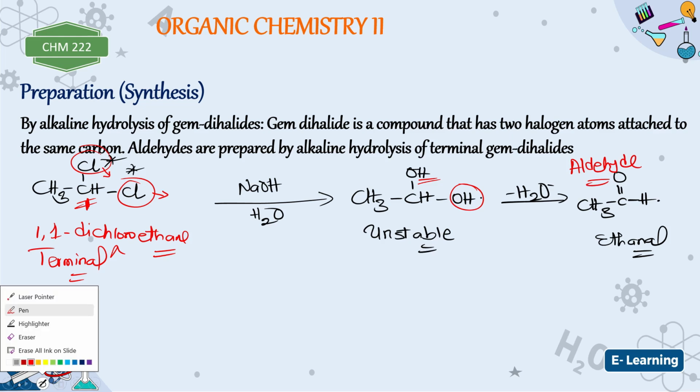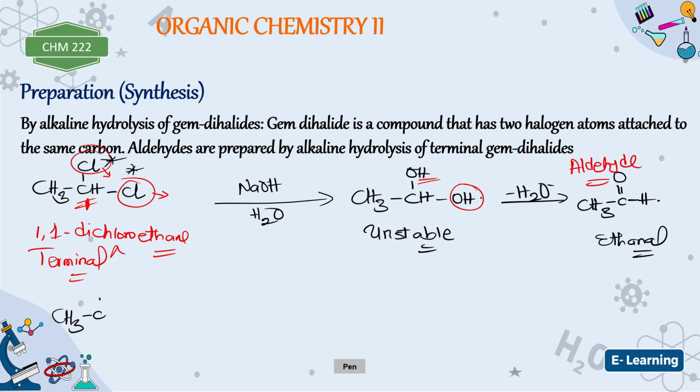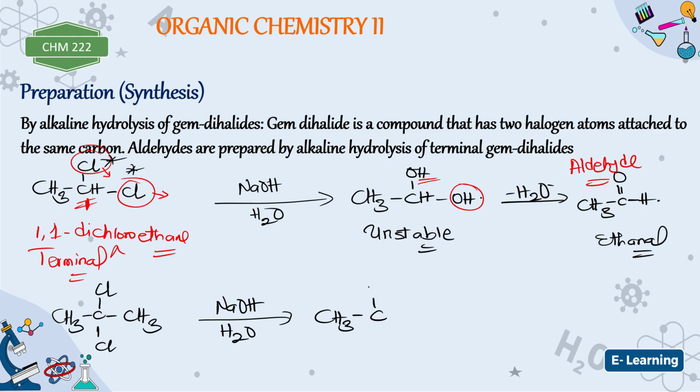So for instance, if we have something like CH3, C, Cl, Cl, CH3. This is a non-terminal gem dihalide. Alkaline hydrolysis requires sodium hydroxide and water. These groups here will be substituted by OH. So here will be CH3, here will be C, here will be OH, here will be CH3, here will be OH.